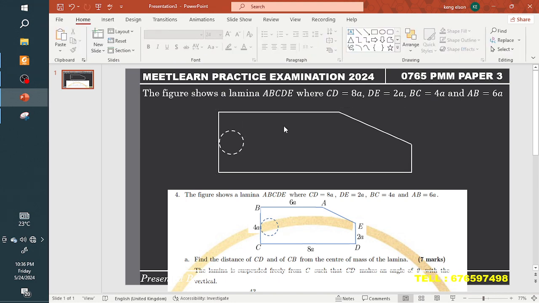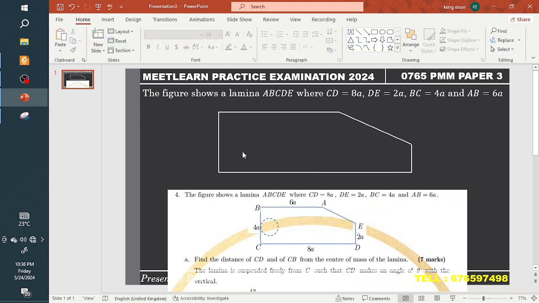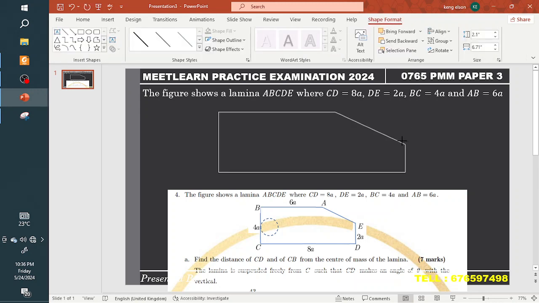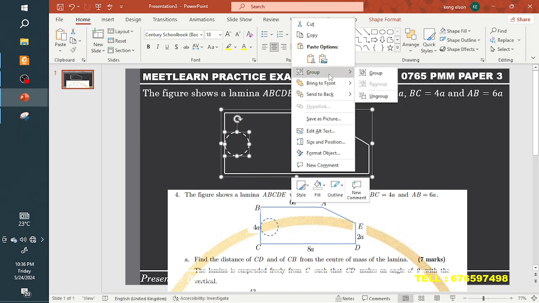So let's start placing it. It looks like this man is too big, so I can just shift it and bring it like this, right? Now I just deleted this man, then I paste it back there, then I regroup.